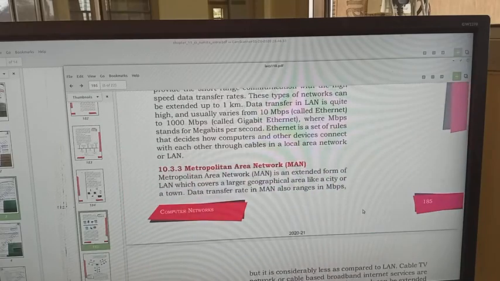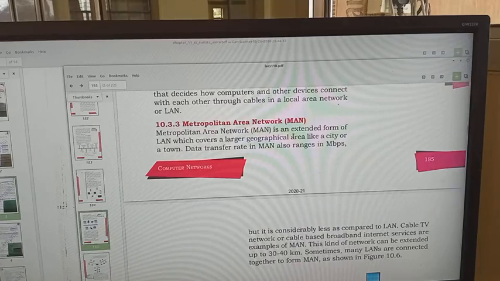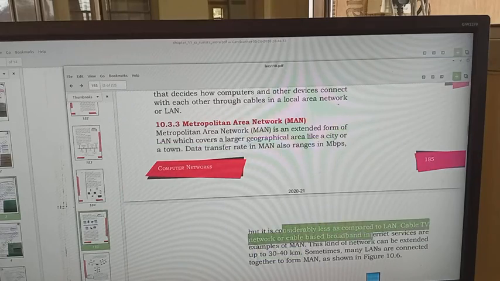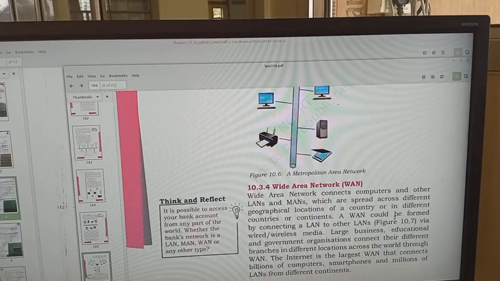So these are the definitions for MAN. You need to study that range also, then the speed also. Then this point is important: it is considerably less compared to the LAN. The speed is less. Then the next one is called a wide area network.